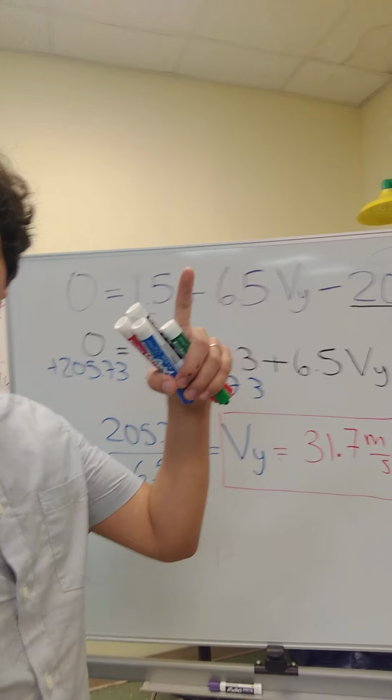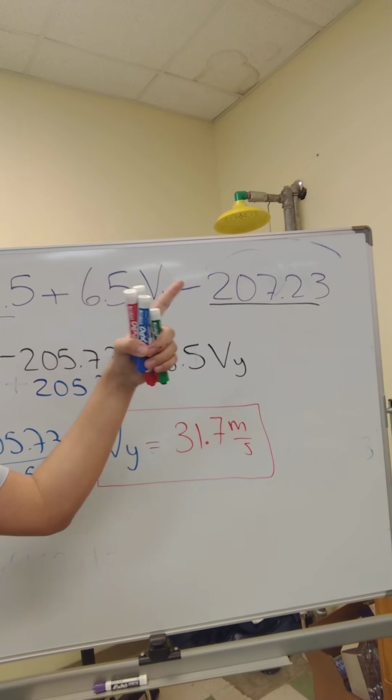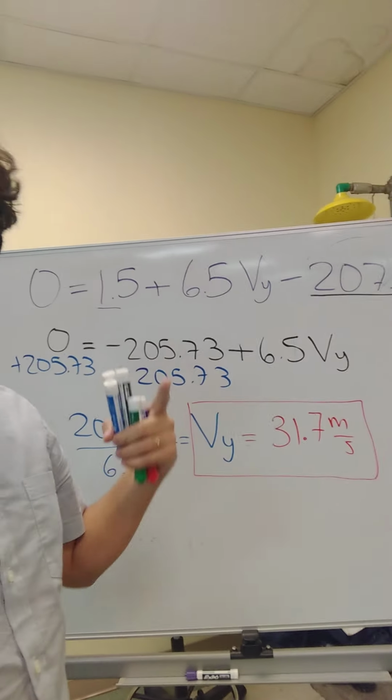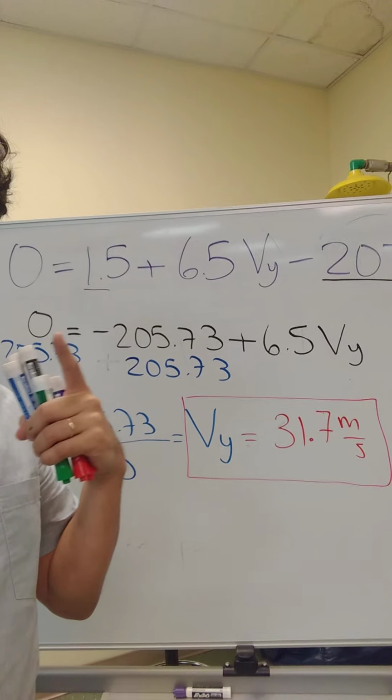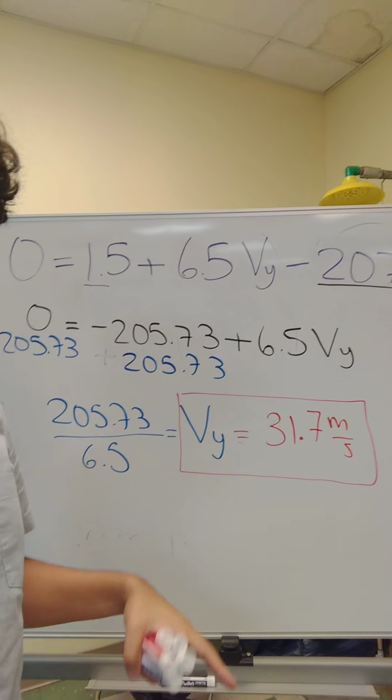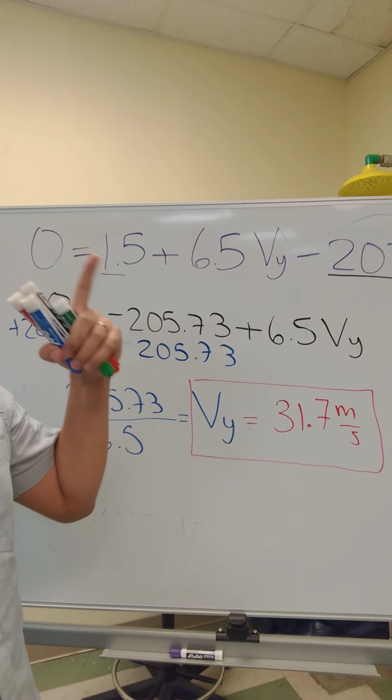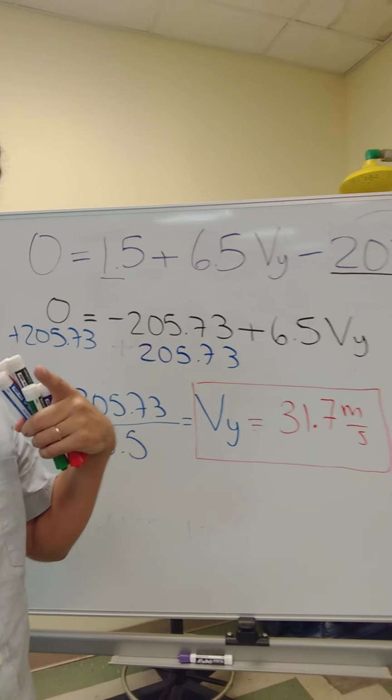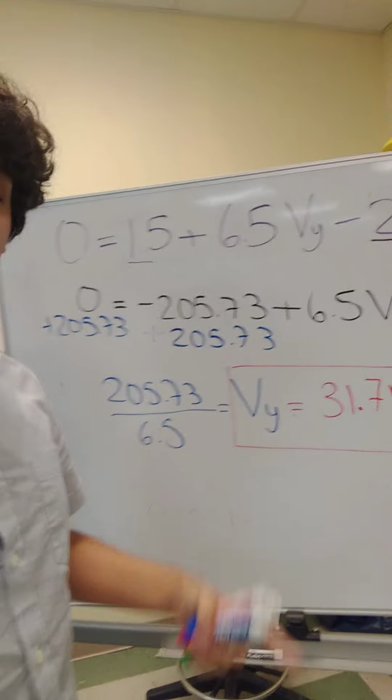0 is equal to 1.5 plus 6.5 Vy minus 207.23. And if you did that math correctly, you're going to end up with a velocity in the y direction of 31.7. Now, if you want to look at the math, go ahead and take a look at my problem on the board. Pause this video, fast forward, whatever you need to do.